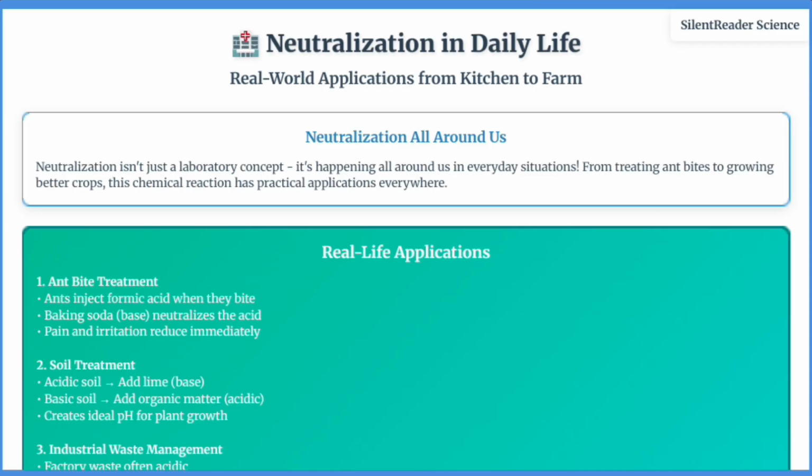Even indigestion caused by excess stomach acid is treated with antacids that contain bases. The science fair mystery we started with uses this same principle. Hidden messages written with acid-base indicators become visible when sprayed with the opposite type of substance.